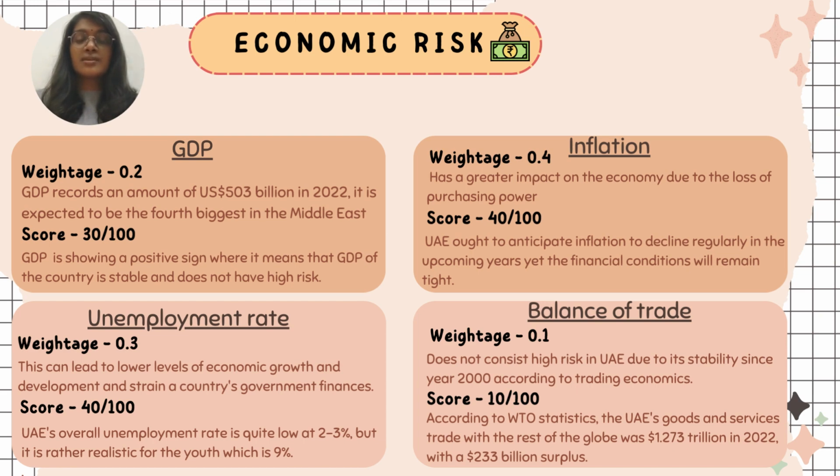Inflation weightage is 0.4 because inflation has an impact on the economy due to the loss of purchasing power. The score is 40 because it is anticipated to decline in the upcoming years. The unemployment rate weightage is 0.3 because this can lead to lower levels of economic growth and development. The score is 40 because the UAE's overall unemployment rate is quite low, between 2 to 3%.